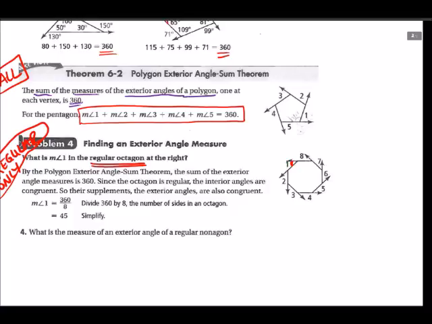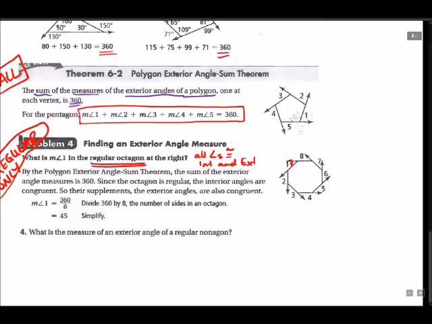So how are we going to find one of them? Well, we take 360 and we divide it by how many angles there are. And it just so happens the number of angles is the same as the number of sides. So if you look here, the measure of angle 1 is 360 divided by the 8 angles. And what we know is that all of these exterior angles are congruent because it is a regular polygon. Regular polygons, all angles are congruent. That's interior and exterior. Because if your interior angles are congruent, so are your exterior angles.